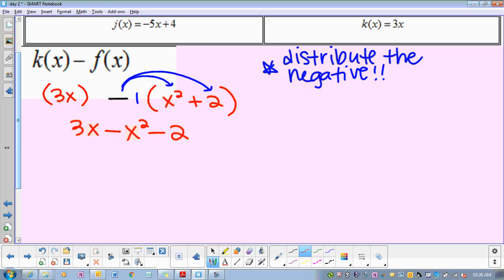Good. Now you can combine like terms, but can you combine any of these together? 3x and negative x. But is it a negative x or is it an x squared? An x squared and an x are not the same thing, and you can't add or subtract them. You can multiply them, but you can't add or subtract them, okay? So, that's it. This is where we're going to stop. Questions about this one? All right.